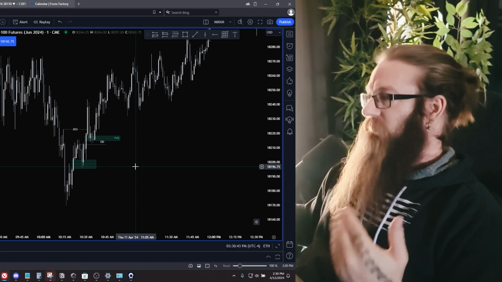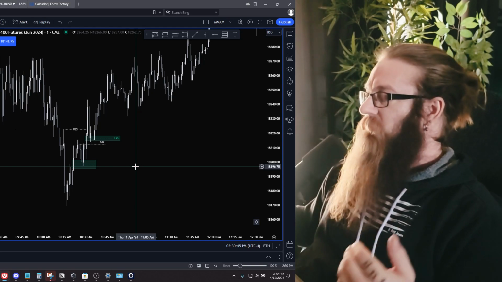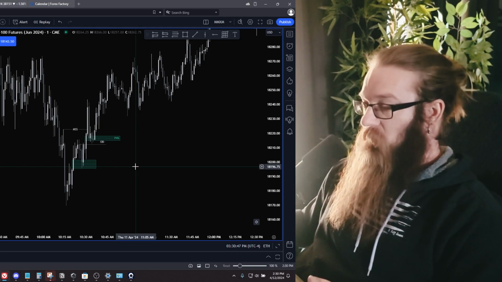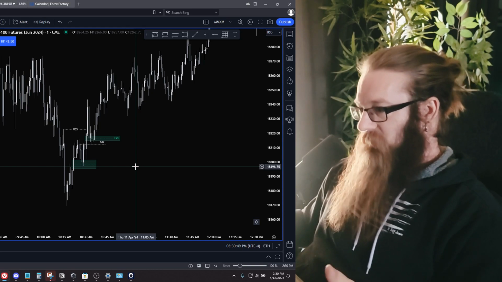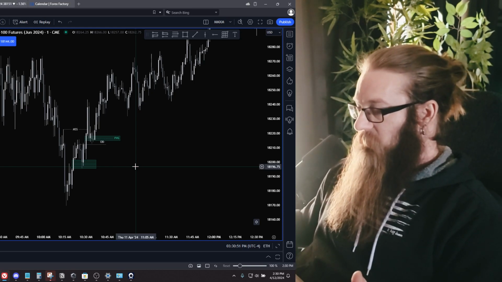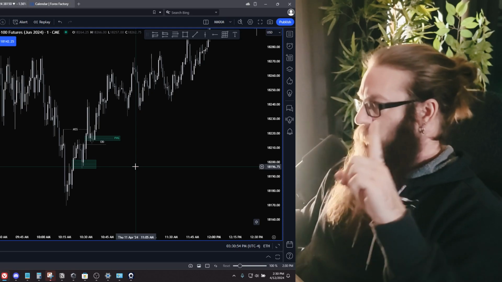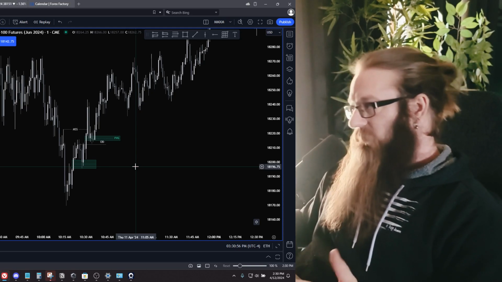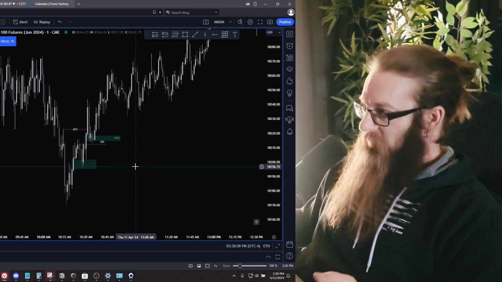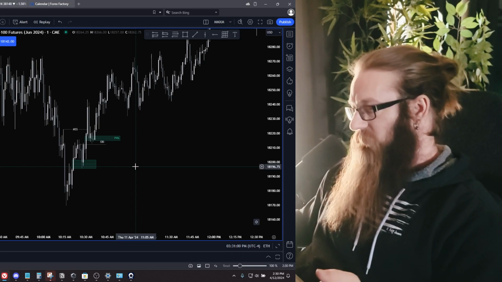but it adds confluence to the change in state of delivery as a whole. Because you can have a change in state of delivery just off a liquidity sweep. You can sweep liquidity and go right the other way. So technically a liquidity sweep could be an indication of a change of state of delivery too.